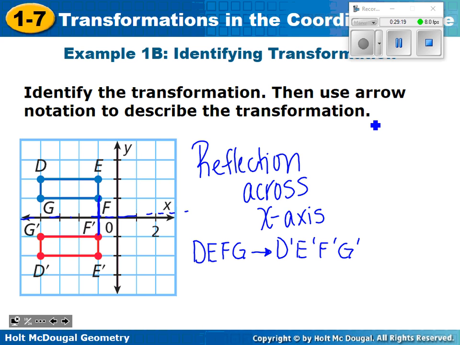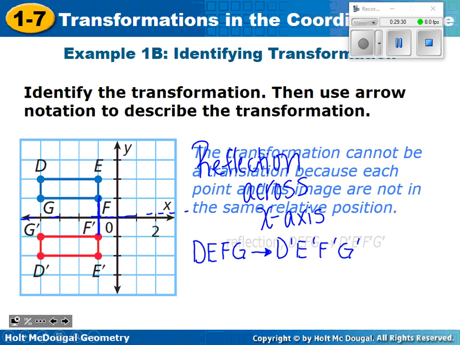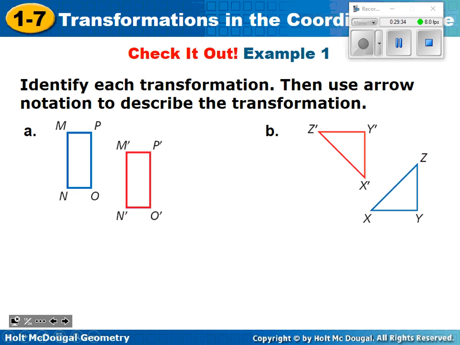Did you have to name the first shape D, E, F, G? No, you could have named it F, G, D, E if you want. Doesn't matter where you start, just go clockwise around your shape. Okay? All right. Sorry, it's going slow.